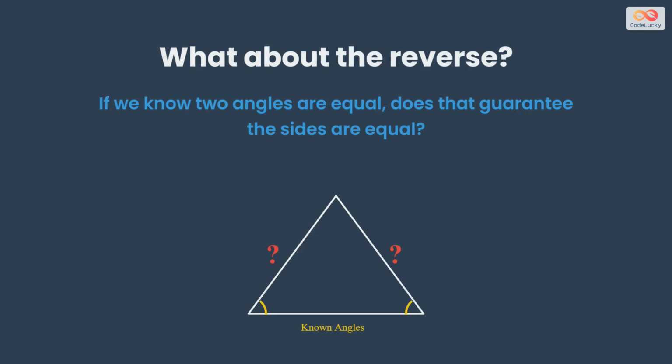But what happens if we reverse the situation? What if we are given a triangle where we know two angles are the same, but we do not know the side lengths? Does this information guarantee that the sides are equal?